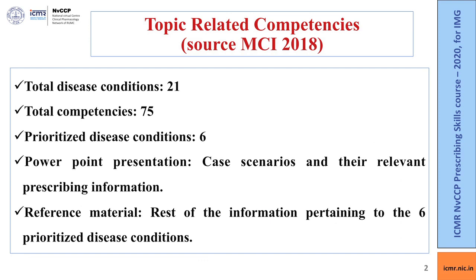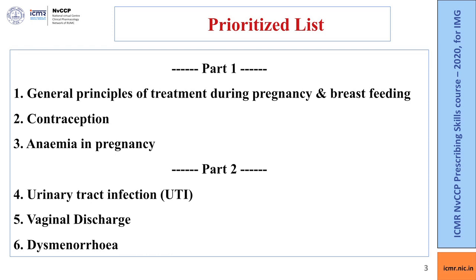According to the MCI Competency Document 2018, there are 21 disease conditions in obstetrics and gynecology with a total of 75 competencies related to prescribing in women. Out of these 21 conditions, 6 of the common and relevant disease conditions have been prioritized, and their case scenarios and relevant prescribing information will be presented. The prioritized list is as follows: general principles of treatment during pregnancy and breastfeeding, contraception and anemia in pregnancy will be presented in part 1, and urinary tract infection, vaginal discharge and dysmenorrhea will be covered in the second part of this module.